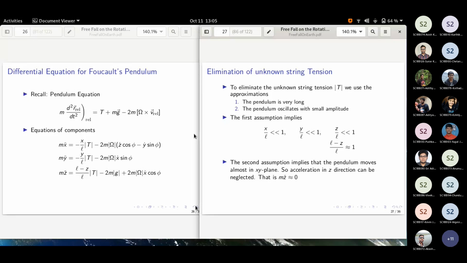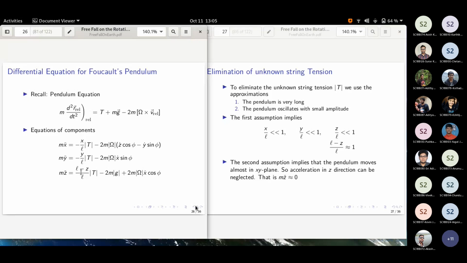So in this equation, (L minus z) by L will become 1 and m z double dot is 0. So therefore, we can estimate the modulus of T, because modulus of T is required in the other expression.